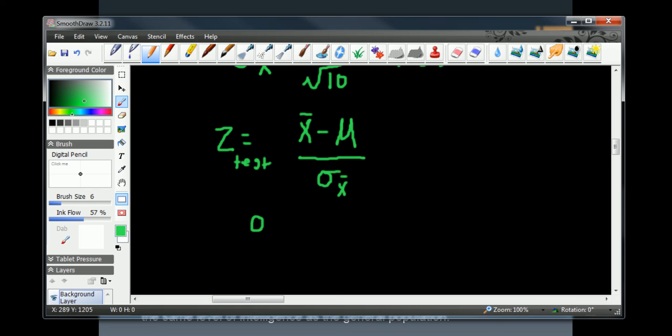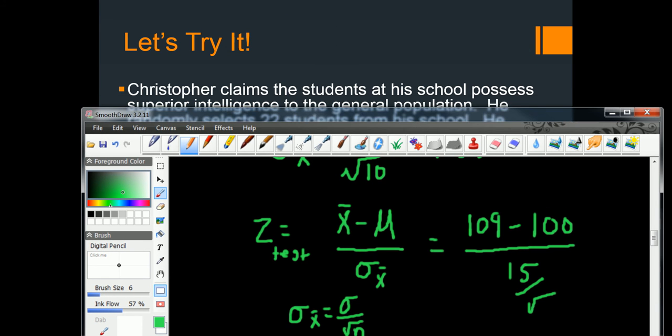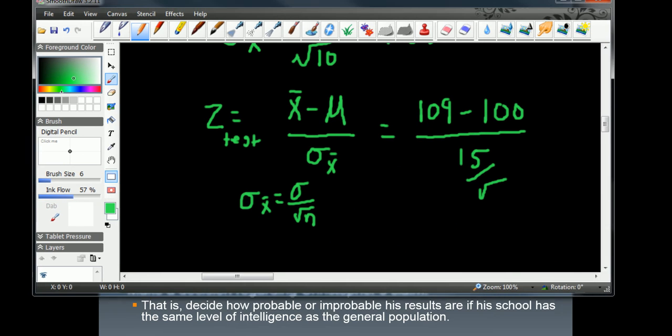Now remember, the standard error of the mean is standard deviation divided by the square root of n. So let's go ahead and do this for this problem. We have a sample mean here in the question of 109. We have a population mean of 100. This is all given in the question. And we are dividing that by the standard error of the mean. So to get the standard error of the mean, we have to take 15 and divide that by the square root of n, which in this problem, I believe was 22. Yes, 22.